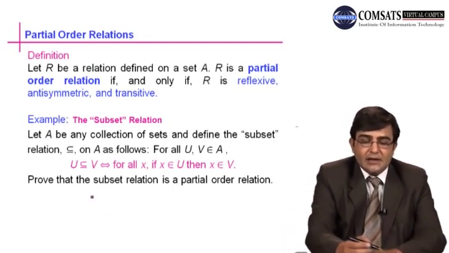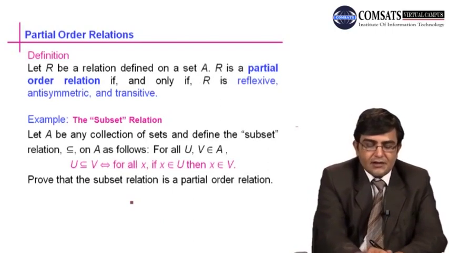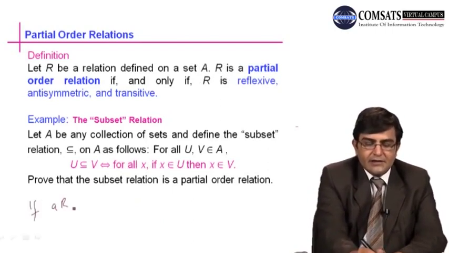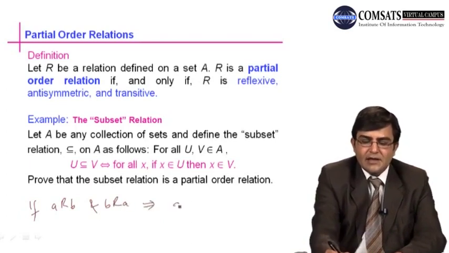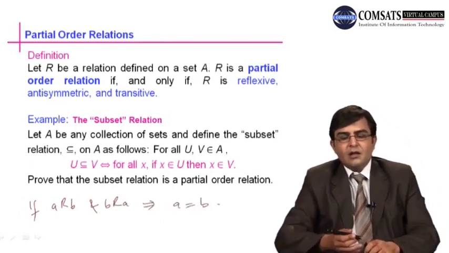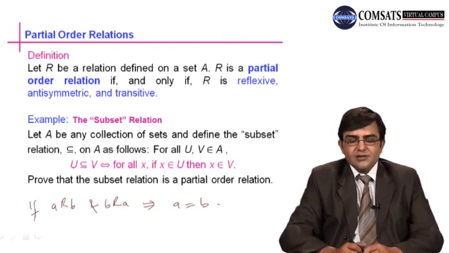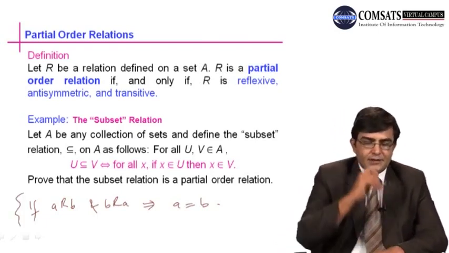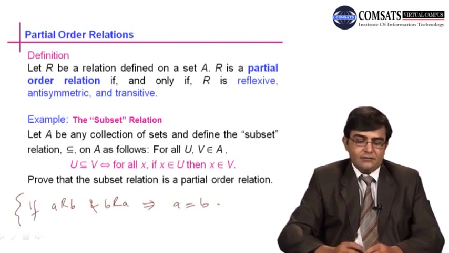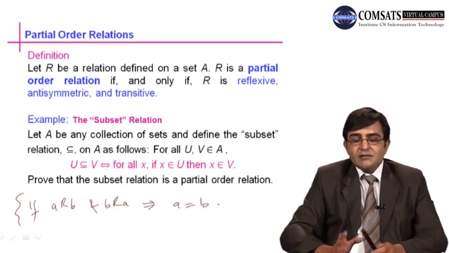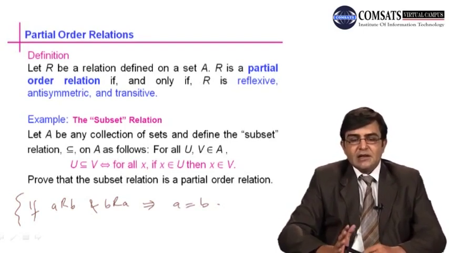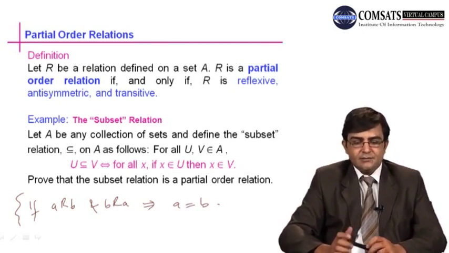A relation R is said to be antisymmetric if A is related to B and B is related to A, this implies A is equal to B. This is the definition of an antisymmetric relation that we studied in the lecture on relations. Any relation which is reflexive, antisymmetric and transitive is said to be a partial order relation.